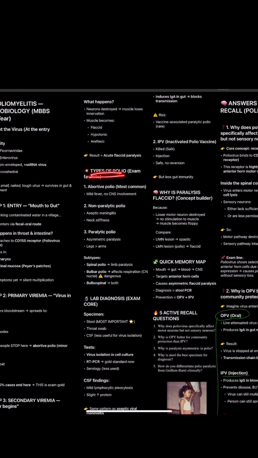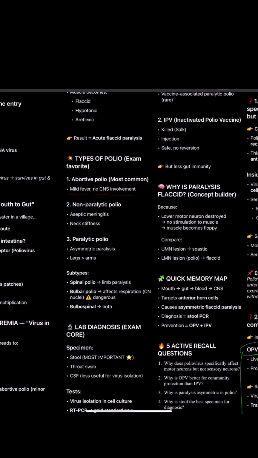Now let us see the types of polio. Abortive polio, which is most common, has mild fever and no CNS involvement. Non-paralytic polio has aseptic meningitis-like symptoms, then neck stiffness. In paralytic polio, asymmetric paralysis is there, and legs are affected more than arms. The subtypes of paralytic polio are spinal, bulbar, and bulbospinal. In spinal polio, there is limb paralysis. In bulbar polio, it affects respiration.